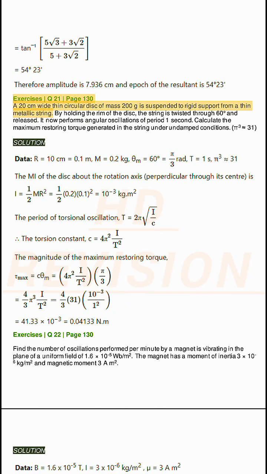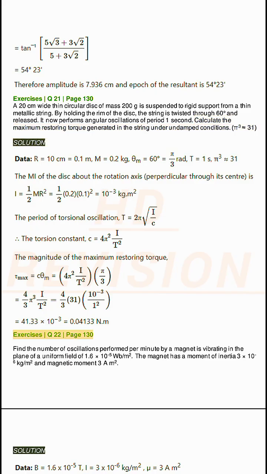Exercises Q21, page 130. A 20 cm wide thin circular disc of mass 200 grams is suspended to a rigid support from a thin metallic string. By holding the rim of the disc, the string is twisted through 60 degrees and released. It now performs angular oscillations of period 1 second. Calculate the maximum restoring torque generated in the string under undamped conditions. π³ approximately equals 31.